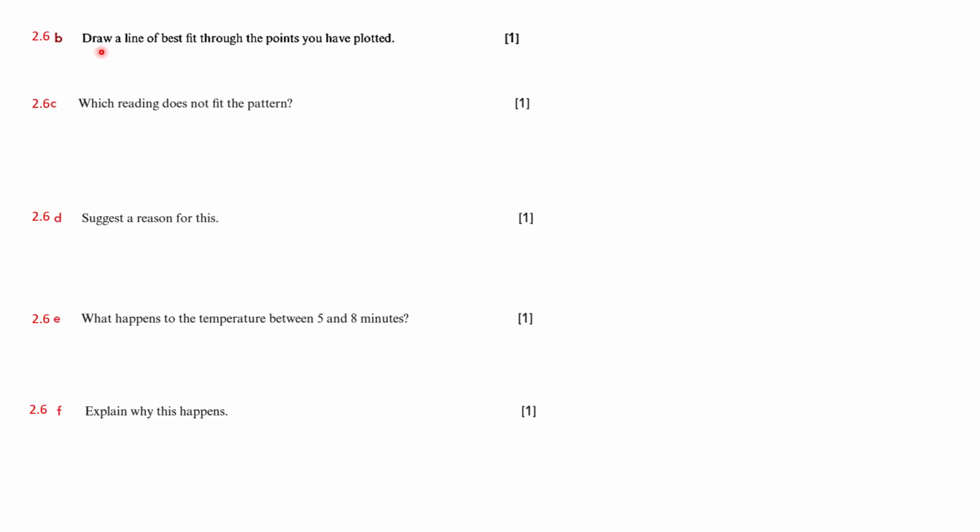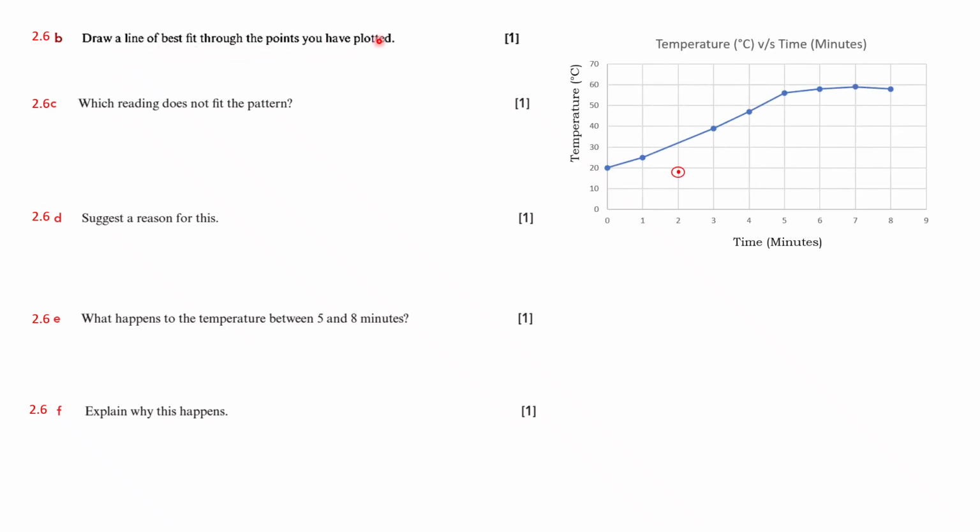So the next question is, draw a line of best fit through the points you have plotted. Now, when we have plotted this graph, we can see that it is not a straight line. Since it is not a straight line, we are not going to use a ruler. Since it is a curve, the trend of these points is in the form of a curve. We are going to draw it freehand. So if it is not a curve, then you have to make sure to use a ruler to draw a straight line.